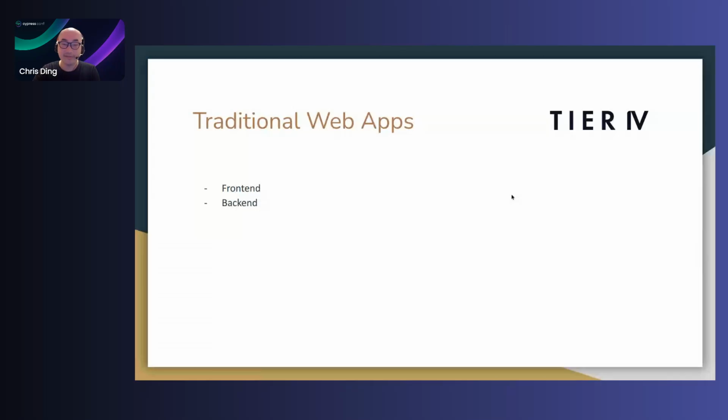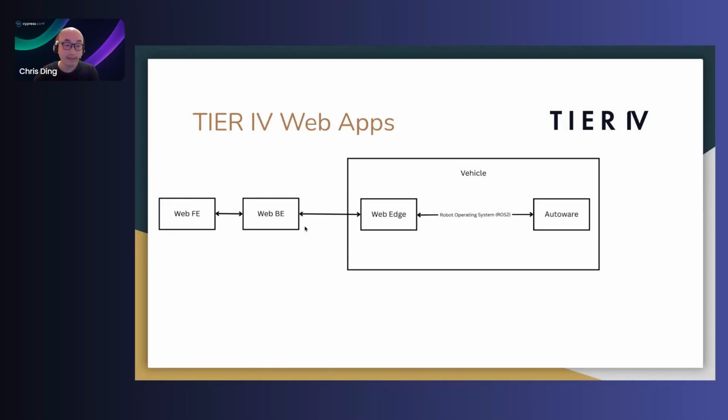So yeah, that was a lot of explanation, but as long as you get the high level idea, it's okay. You don't really need to know what each product does. So now into the E2E tests a little bit more. Traditional web apps that are not from Tier 4 are mostly front end and back end. But with Tier 4, the difference is that there's an edge component. It relays information between backend and Autoware. So on the next slide is a chart.